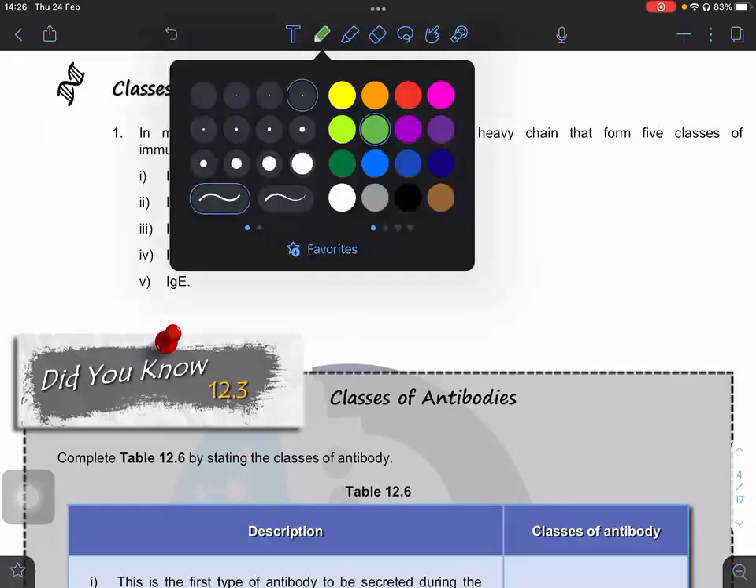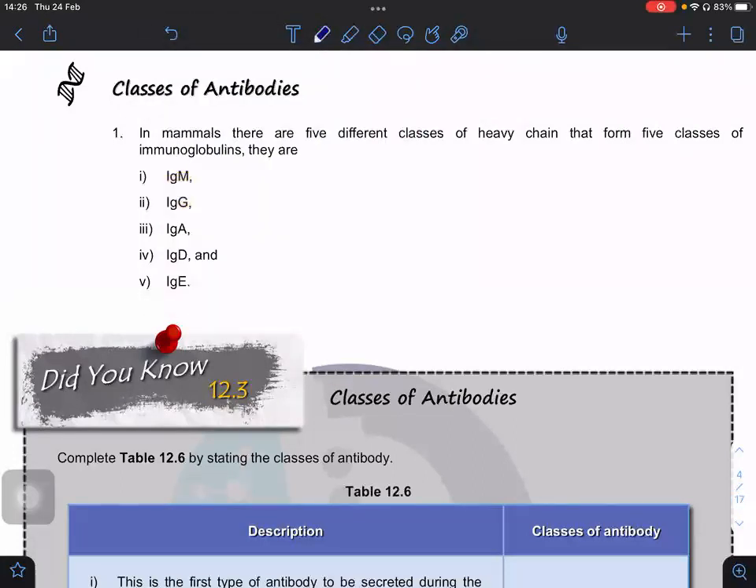Normally our focus will be on IgG. Why do we focus on IgG? Because IgG is involved in passive immunity, which we are going to talk about in the next subtopic. IgM is the one involved in agglutination, or clumping, in general.